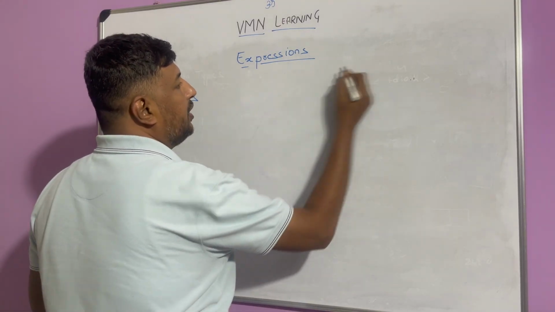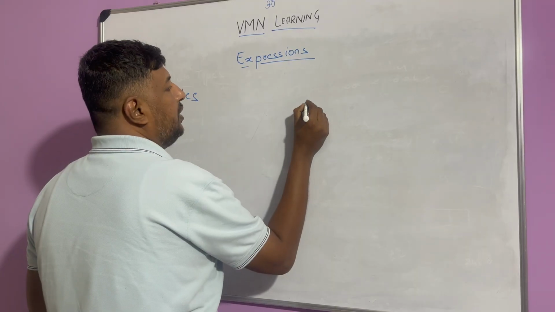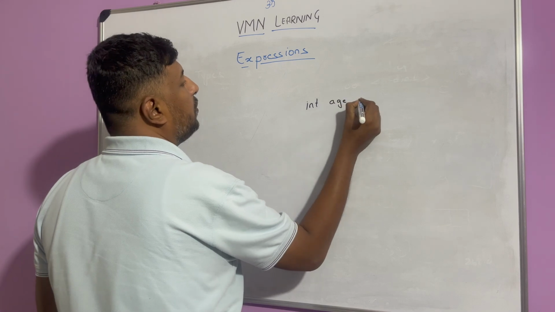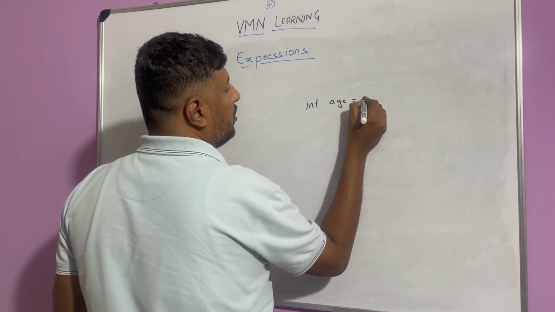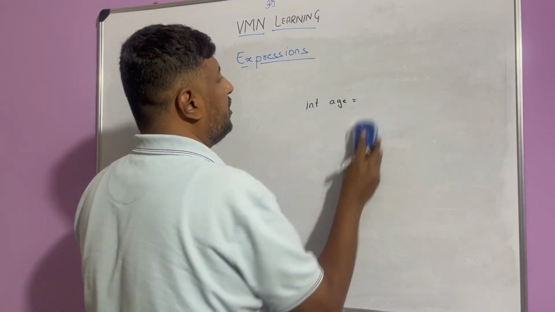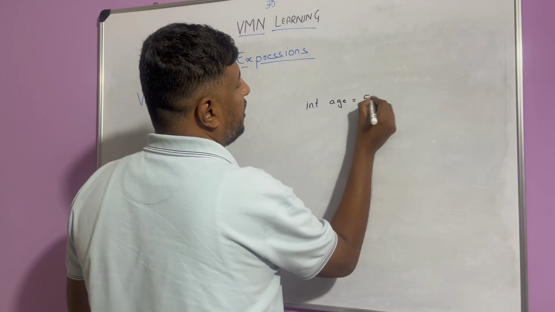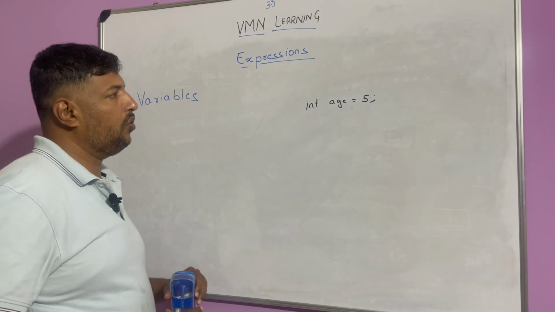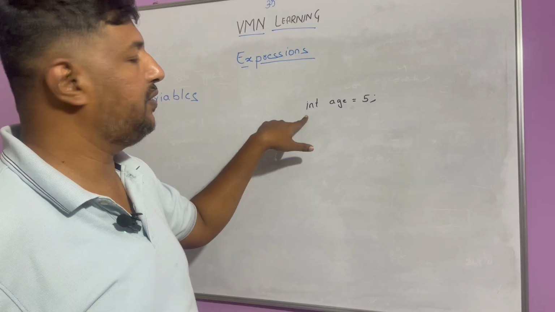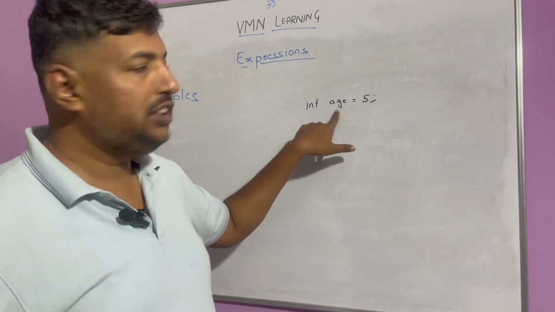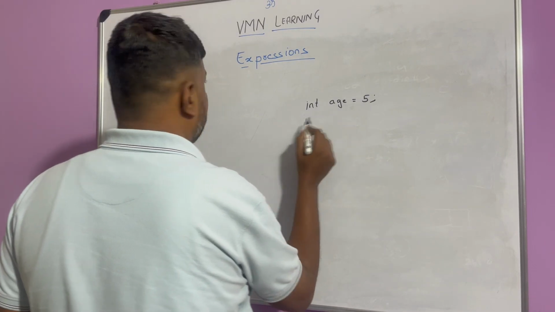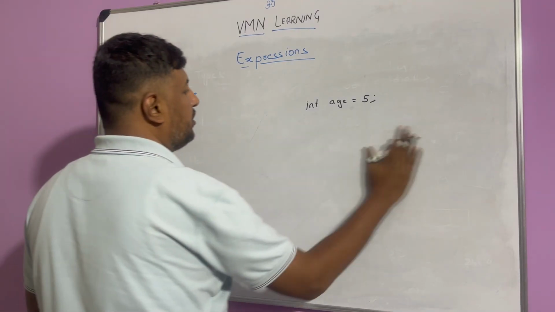Consider a statement saying int age is equal to 5. This is the statement we are initializing. This is an integer, age is equal to 5. This is called a variable. How is it stored in memory? Let's see.